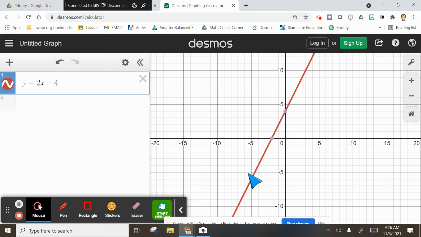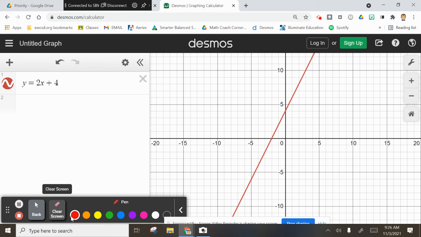All right, there's your line. Okay. Ooh, I have a little pen here I can use. Now, let's see. If I was to look at this, 2x plus 4, what's the first coordinate we had? 0, 4. Is that our y-intercept? That's our y-intercept, right? What's another point we have? 1, 6. Over 1, up 6. Is that a point? Interesting.